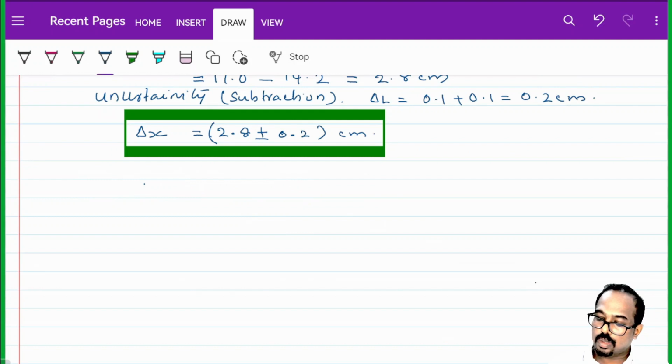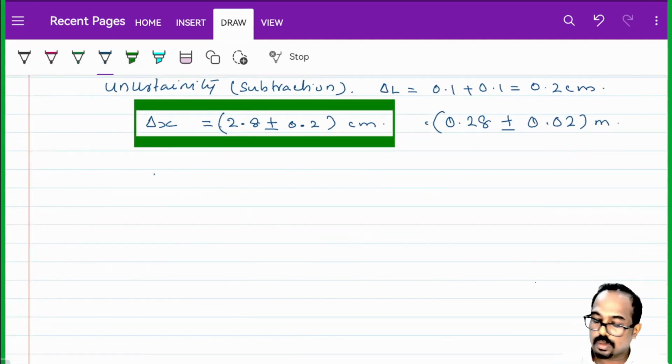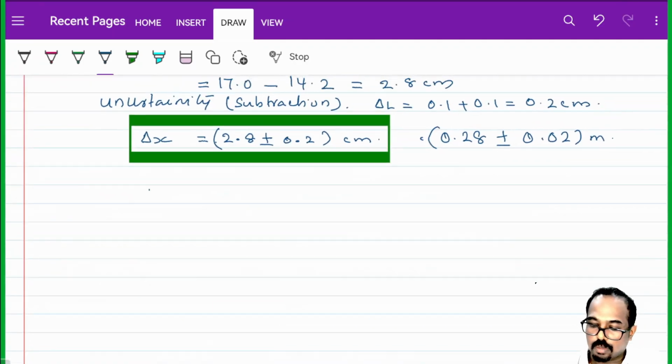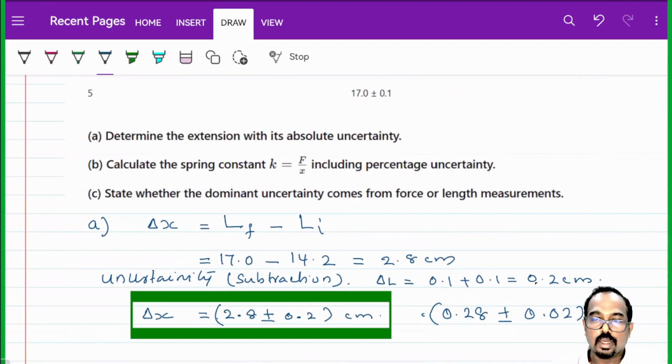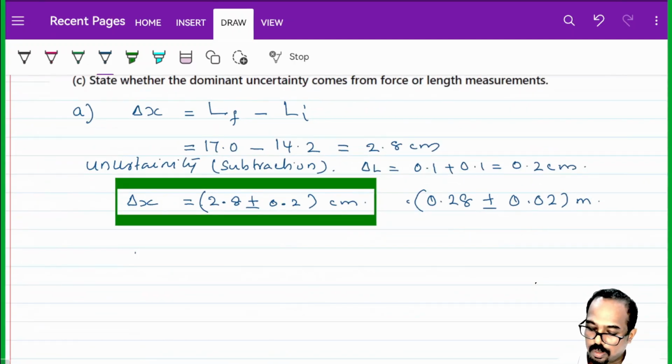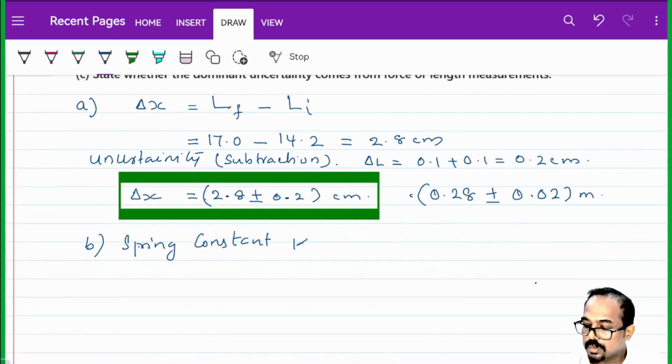If you want, you can convert this into meters. So it will be 0.28 plus or minus 0.02 meters, dividing centimeters by 100. Okay, why did I do this conversion? Because usually spring constant is represented in Newton per meter. So I'm using this conversion and finding out the spring constant. Next, part B, spring constant, in Newton per meter.